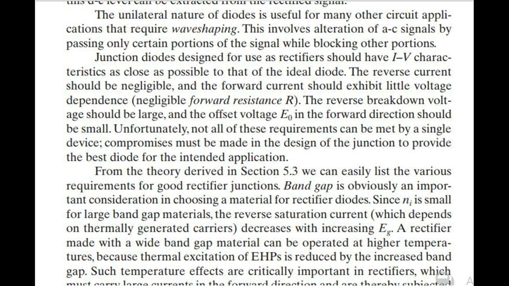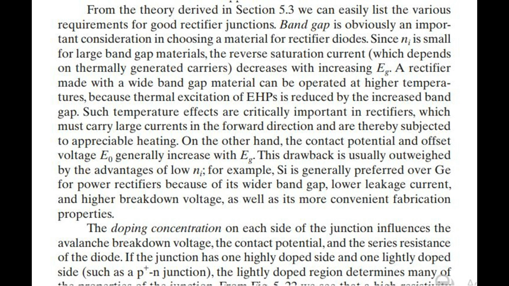Such temperature effects are critically important in rectifiers, which must carry large currents in the forward direction and are thereby subjected to appreciable heating. On the other hand, the contact potential and offset voltage E0 generally increase with Eg. This drawback is usually outweighed by the advantages of low ni. For example, Si is generally preferred over germanium for power rectifiers because of its wider band gap, lower leakage current, and higher breakdown voltage, as well as its more convenient fabrication properties.